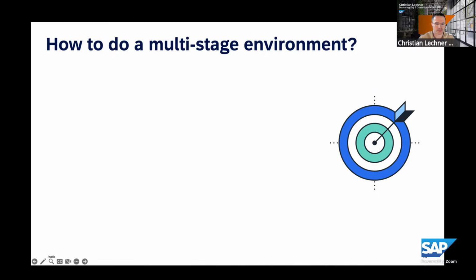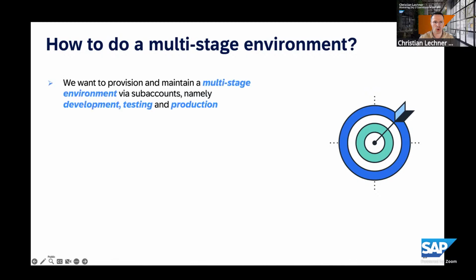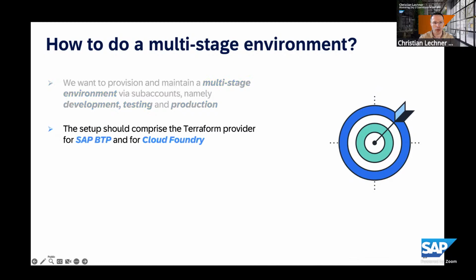Let's take a closer look at what you will be facing from the point of view of requirements. Let's first start with the basics. Of course, we want to provision a multi-stage environment. We will structure this multi-stage environment via subaccounts. So we would like to have one development subaccount, one testing subaccount, and one production subaccount, with, of course, things in there like entitlements, service instances, app subscriptions, and the like. Now, as already stated, we also need a runtime, and for this session we decided to go for the Cloud Foundry runtime. So this setup will be not only about setting up SAP BTP, but also setting up the Cloud Foundry environment with spaces and maybe assigning some roles.